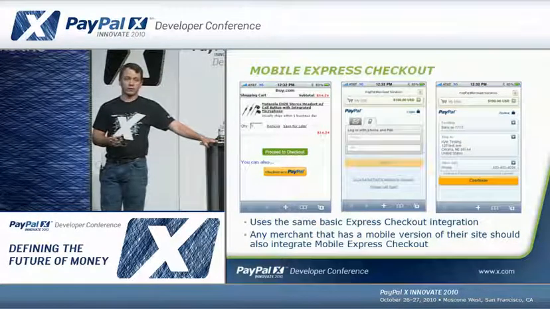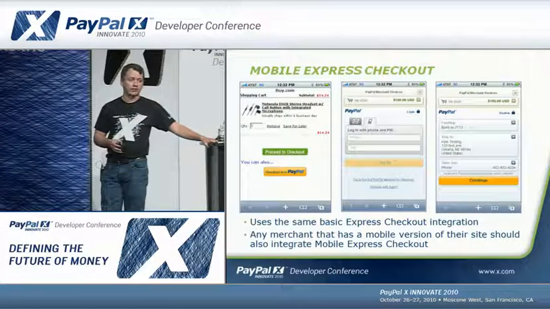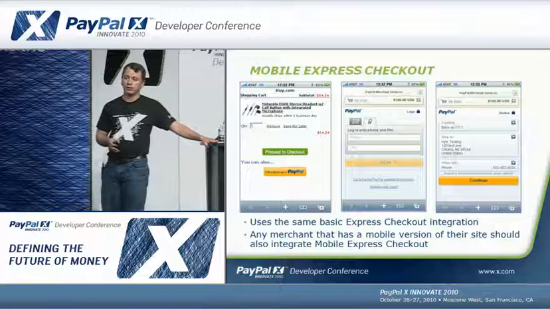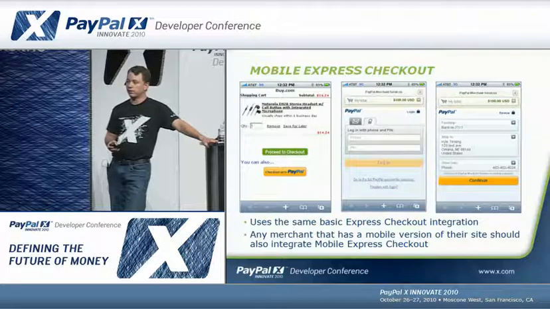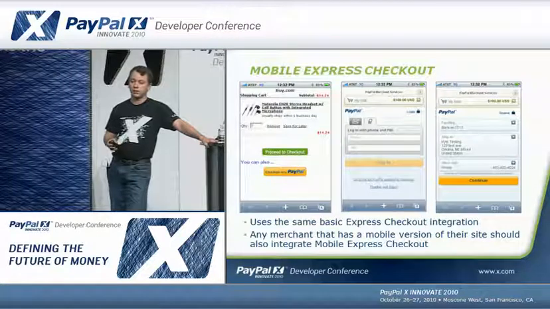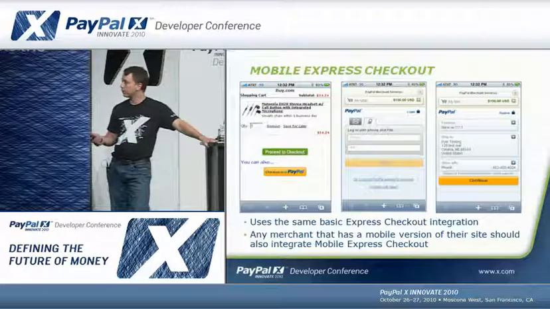So just like with a normal website using regular Express Checkout, they're still going to return back to your mobile website, and you'd have to run the Do Express Checkout call. Again, the payment actions, whether you want to do immediate settlement with the payment action equal to sale, or use the payment action equal to order, are both supported in this flow.